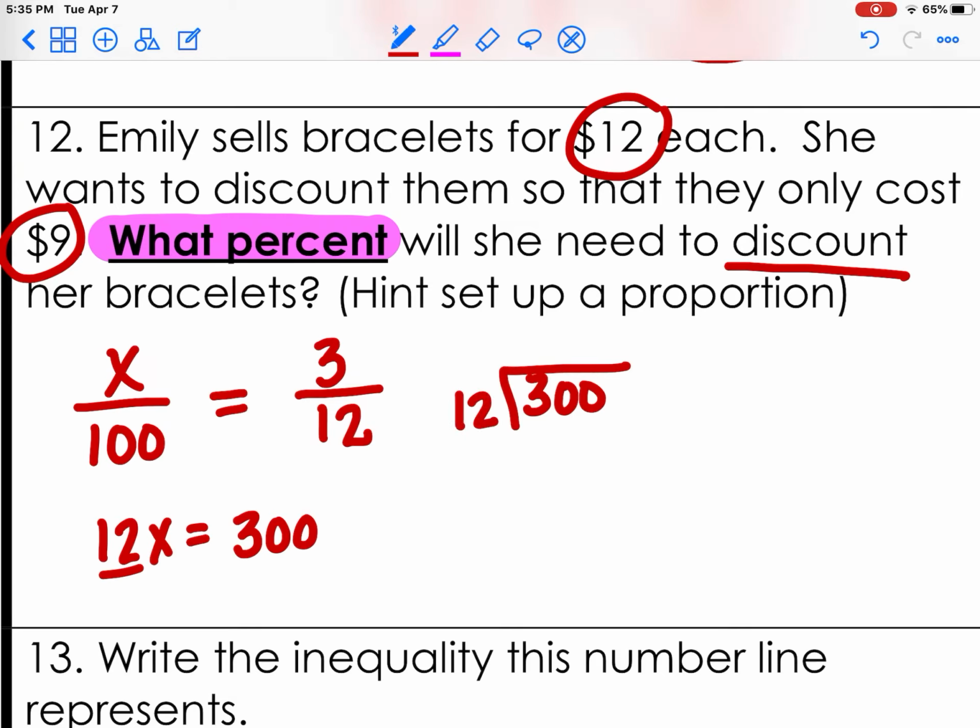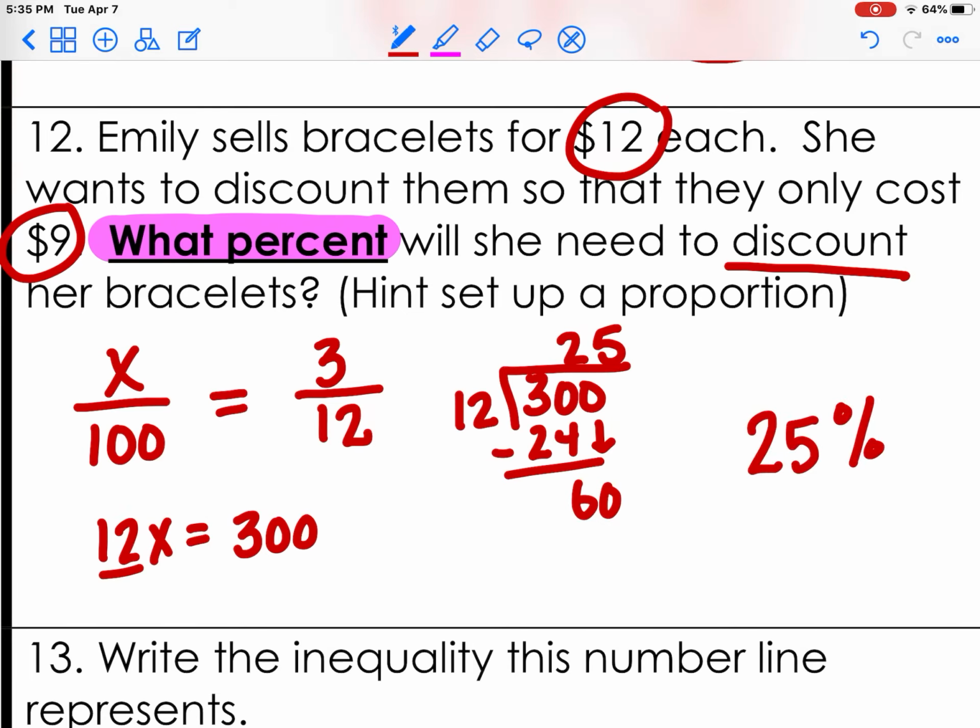12 will go into 30 2 times. 2 times 12 is 24. When we subtract, we have 6 left over. We have a 0 to bring down. And 12 will go into 60 5 times. She's going to discount those bracelets 25%. And yes, you need a percent sign in your answer.